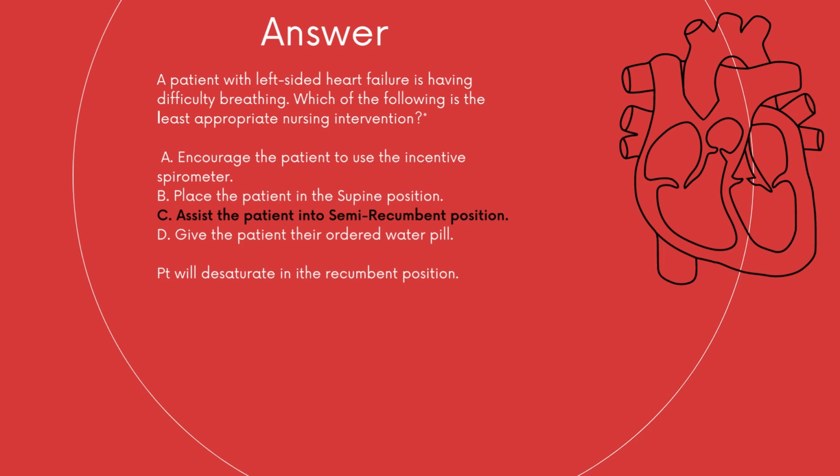Looking at all the other options here, the patient will probably get a water pill because they have difficulty breathing from heart failure. So we want to help get rid of some of the extra fluid. The patient will be put supine just to assist them with breathing. And then the patient will probably be using an incentive spirometer to also help with their breathing.